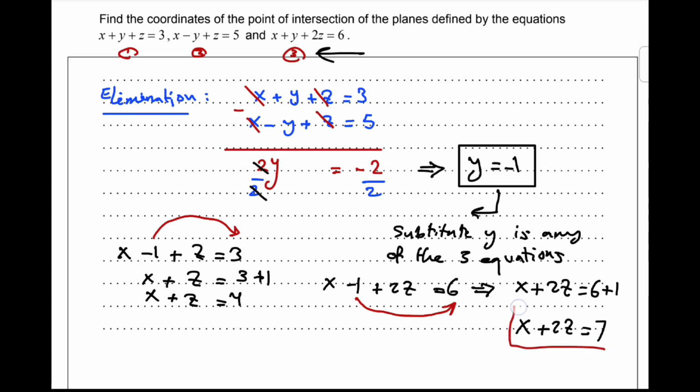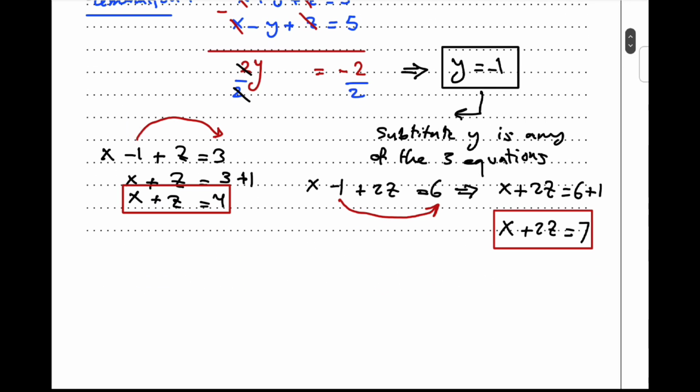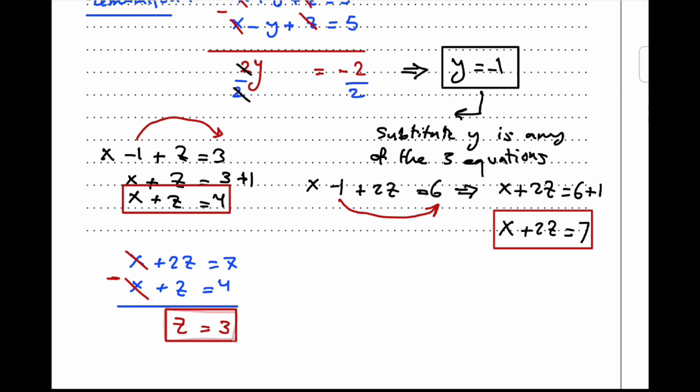So now we have 2 equations with 2 unknowns. Then you can solve it by placing them below each other. So you have x plus 2z equal to 7 and x plus z equal to 4. We subtract because x has the same coefficient, so we can eliminate x first, and then you have 2z minus z is just z, 7 minus 4 is just 3. That's the second coordinate we found.